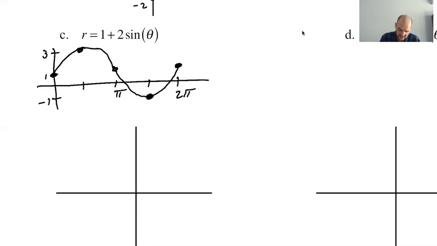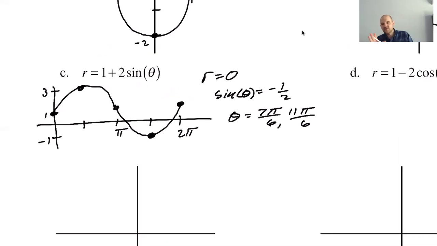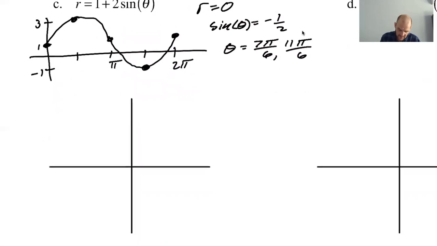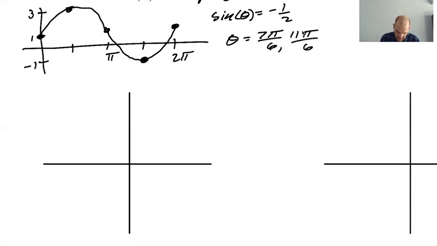We need the zeros of this, right? So if r equals 0, that means that sine of theta is -1/2, which means that theta is 7 pi over 6 or 11 pi over 6. That's where we're going to start and stop our inner loop. What I'm going to do is dot those in, kind of tiny, because they're not relevant until you get to 7 pi over 6 and 11 pi over 6.